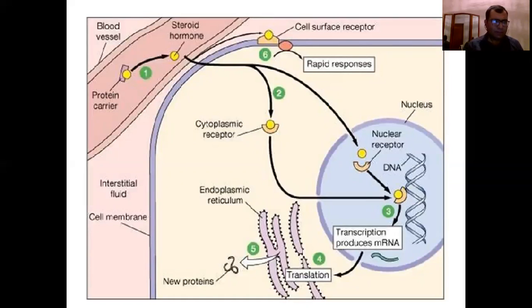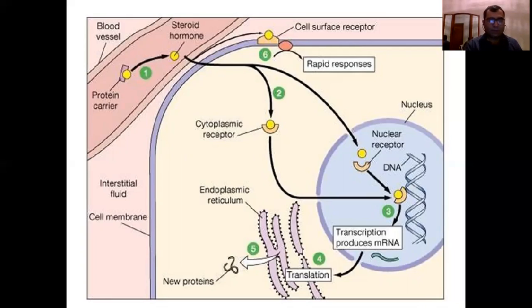Now, in this schema, we see the blood vessels and then the protein carrier. This is a steroid hormone. The most hydrophobic steroids are bound to plasma protein carriers. Only unbound hormone is diffused into the target cells. Then number 2, the cytoplasmic receptor: steroid hormone receptors are in the cytoplasm or nucleus. And number 3, the receptor hormone complex binds to DNA and activates or represses one or more genes.